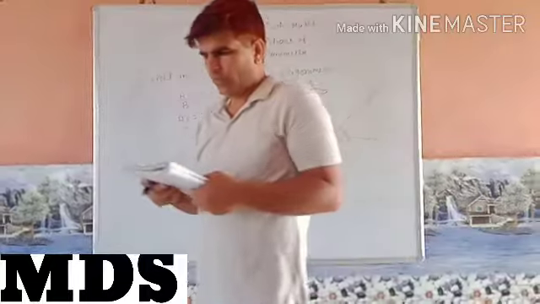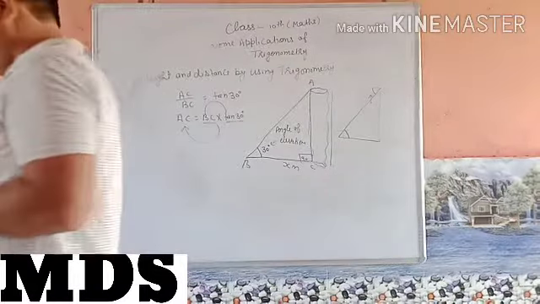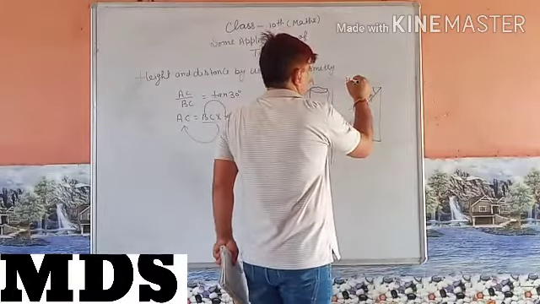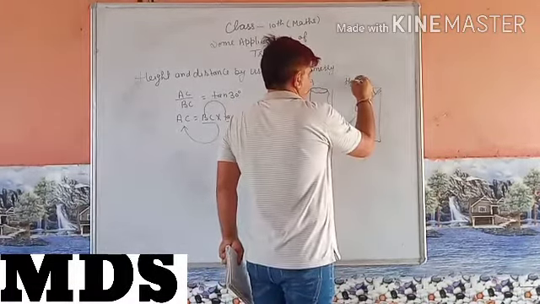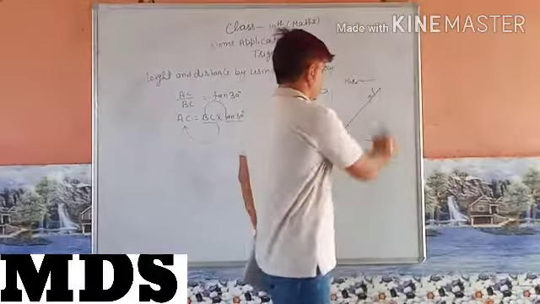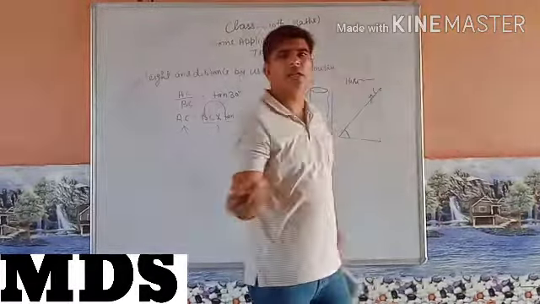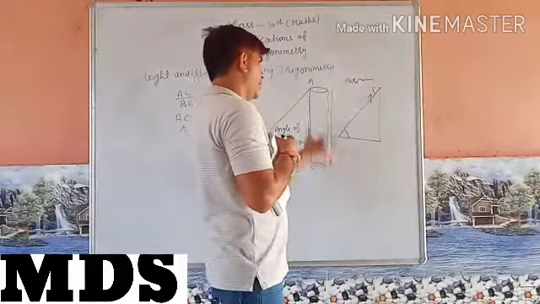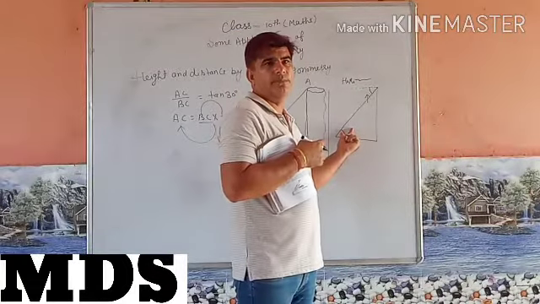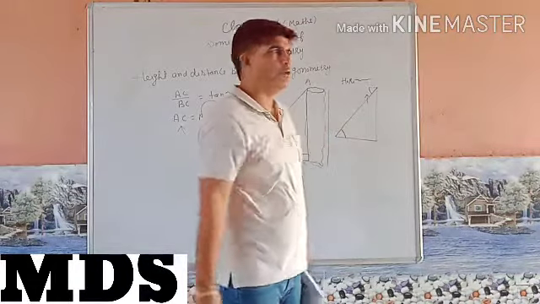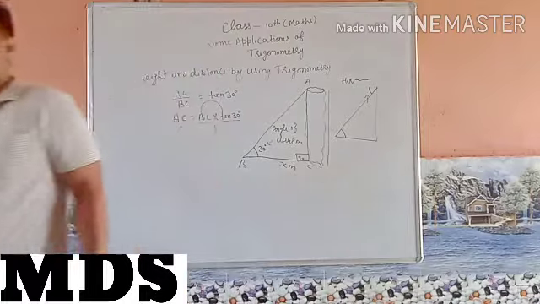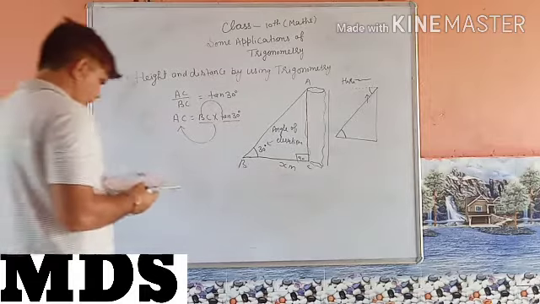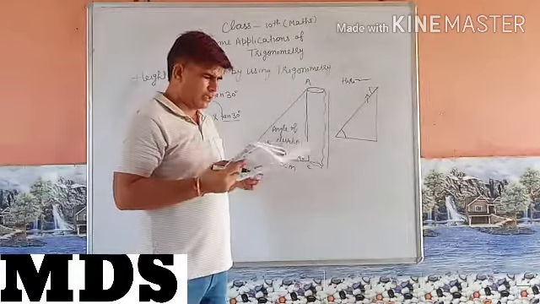Understood? This is the horizontal level you can see, and this is parallel to the horizontal level. This angle is equal to this. Why? Alternate angles between two parallel lines. Only the difference is angle of elevation and angle of depression, but the angle remains the same. So easily you can measure.